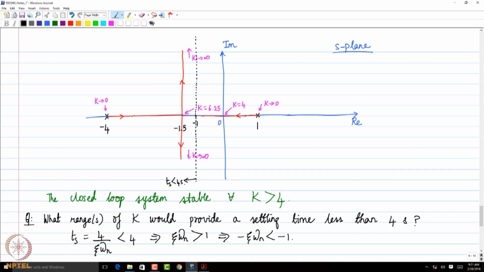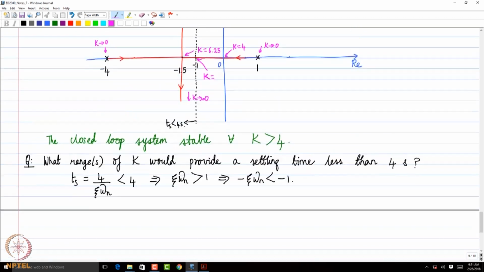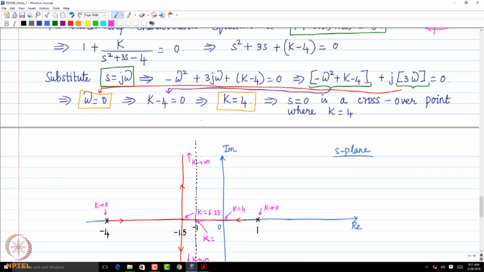Now, what value of K would get me that? Obviously, I need to find out what is the value of K at this point. How do I find the value of K at that point? I look at the closed loop characteristic equation and substitute s equals minus 1. So that's why we are doing all these steps. What is the closed loop characteristic equation? s squared plus 3s plus K minus 4 equals 0, right? Substitute s equals minus 1.